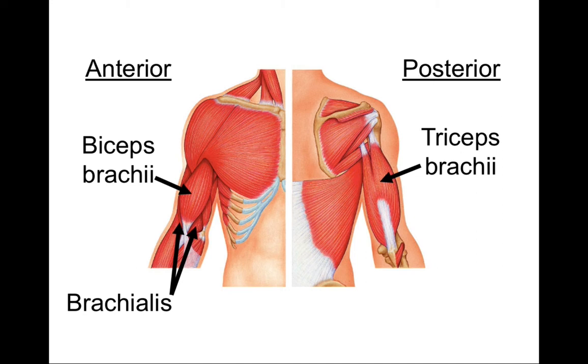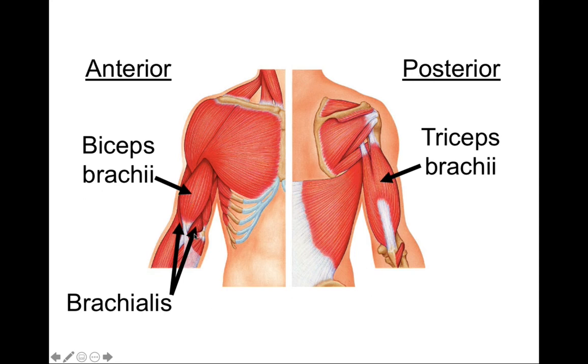We have to make sure that we're looking at the right side of the body. So first and foremost, we see that this is the anterior side of the body, and this is the posterior side. And we can see these muscles over here are the muscles of the back, and the muscles here are the muscles of the chest. So specifically for the upper arm, we have the biceps brachii, which can be found anteriorly, and we'll also find the brachialis muscle, which is also found anteriorly, but under the biceps brachii.